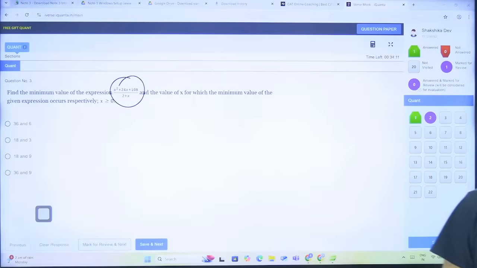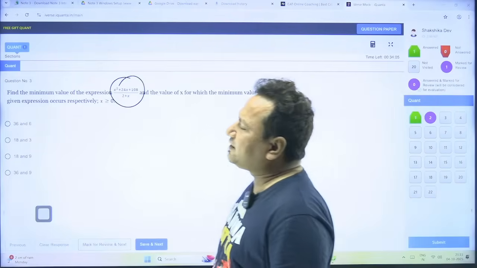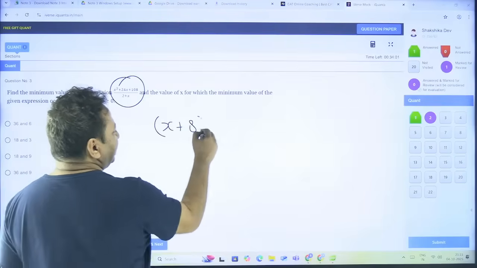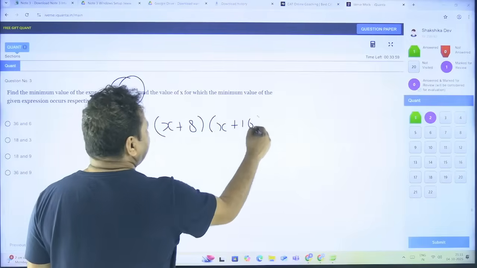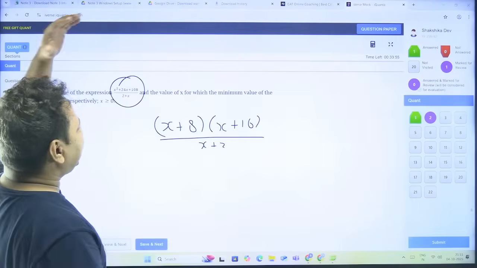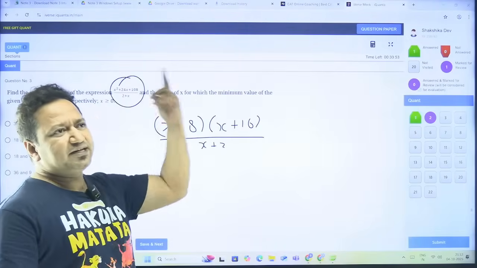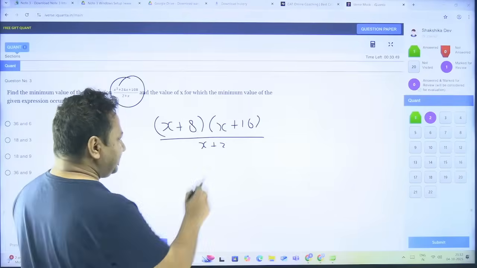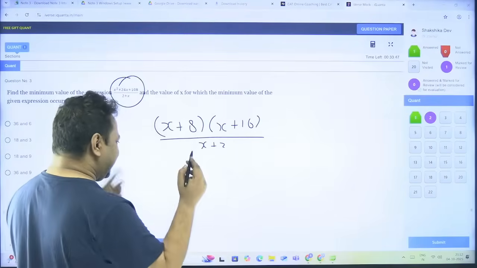Okay, I want to break it somehow. Okay, 18 and 6, 18 into 6 is 108, yeah, exactly. So this will be x plus 6 multiplied by x plus 18 whole upon x plus 2. Now things look pretty clear to me. Whenever I get a minimum or maximum, my mind starts working in terms of arithmetic mean and geometric mean. So if I want to use that, I have an idea.